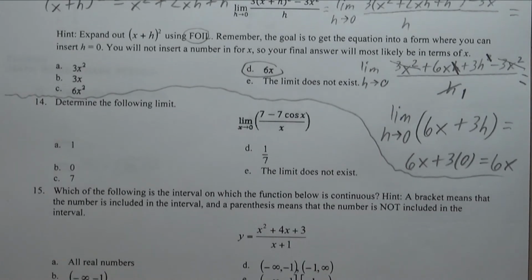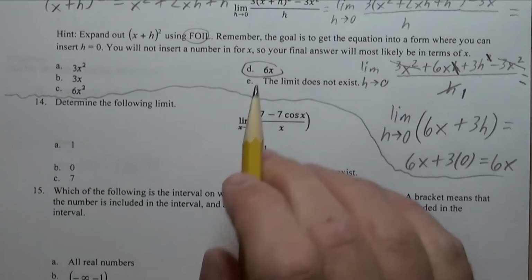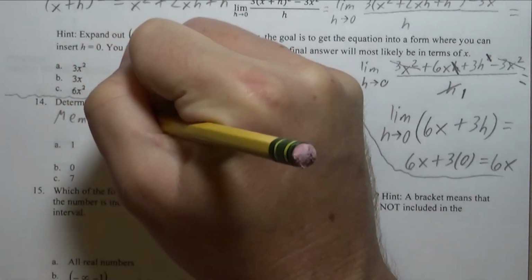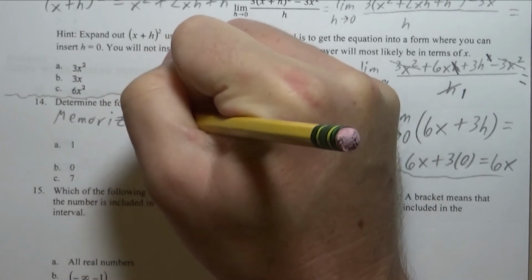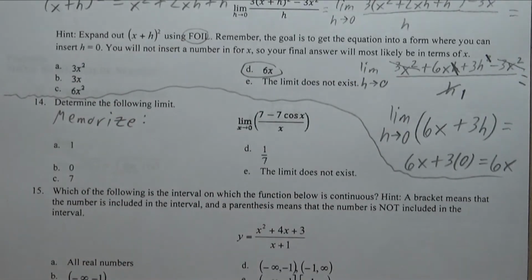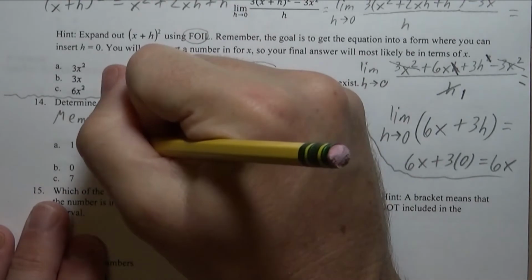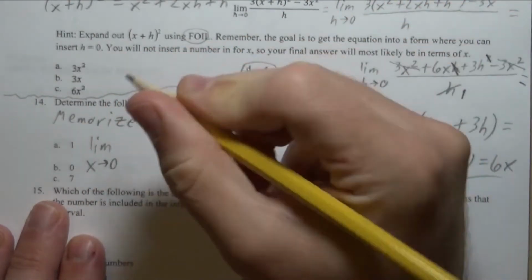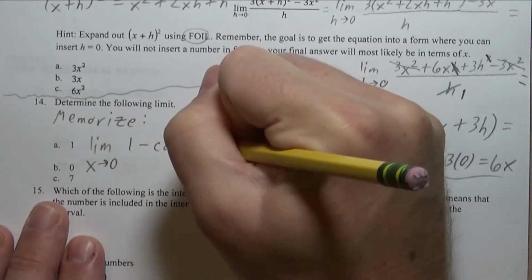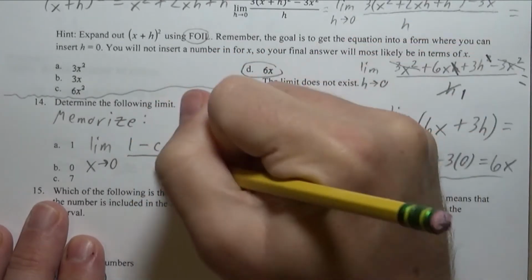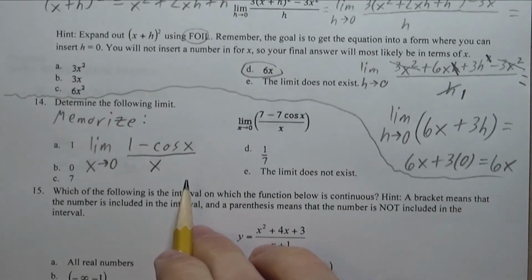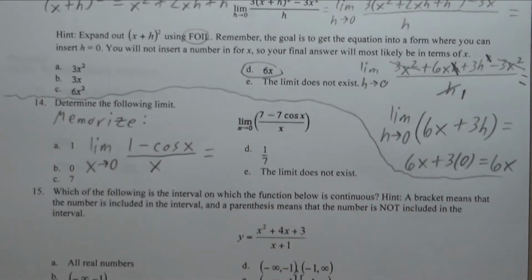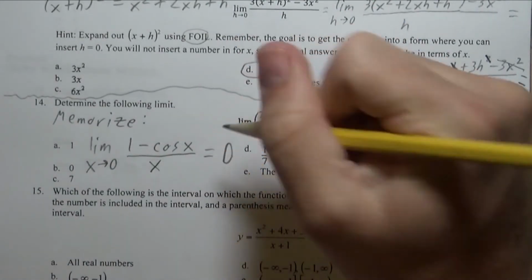All right, next one. Memorize. You got to memorize stuff in calculus and just in life. That is a very famous function. You can't input x equals 0. When you do this trend analysis, which can be done here, you get 0.